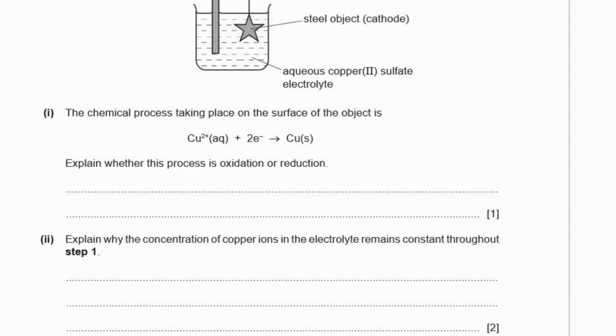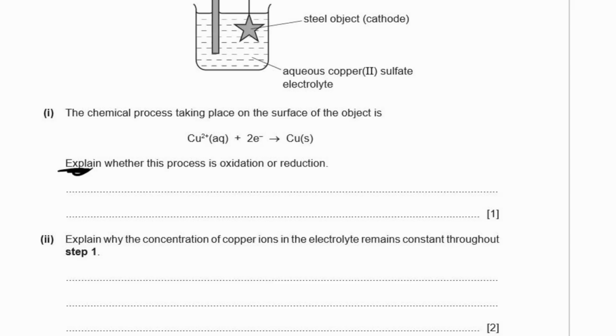1. The chemical process taking place on the surface of the object is: we have our copper 2 plus ions, aqueous, plus 2 electrons produces solid copper. So that forms on top of the star here. Explain whether this process is oxidation or reduction. Explain means don't just state. Don't just say it's oxidation or reduction, you have to say why.